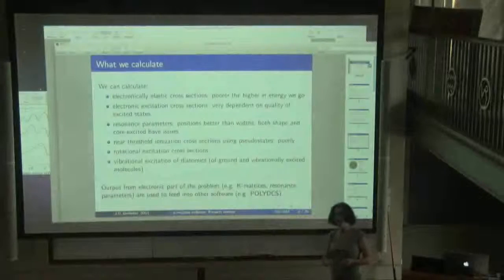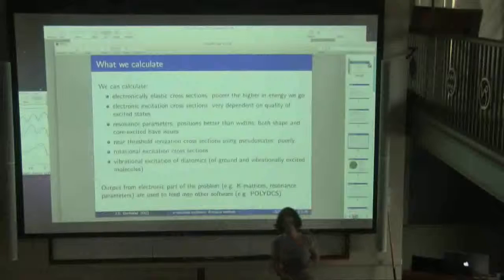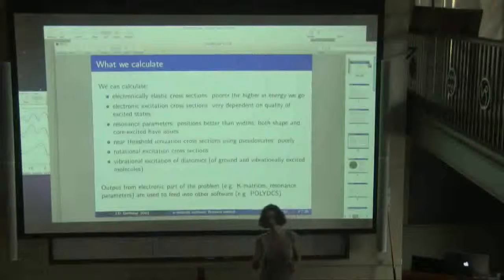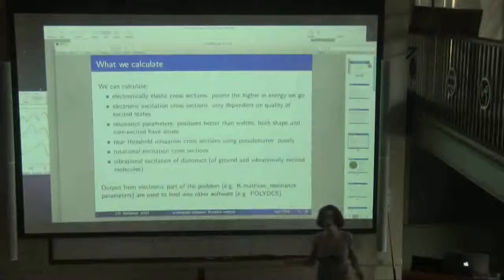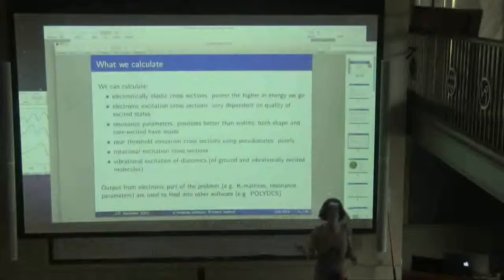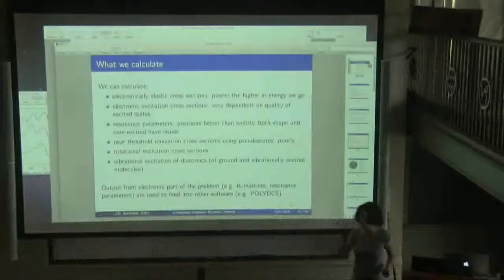We tried to calculate near threshold ionization cross-sections. We did for H3+ and H2 using pseudostates. These, however, proved very, very hard and cumbersome because we have a lot of problems with linear dependence. We need to use orthogonal orbitals. I could go into this, it would be a whole talk. But on the whole, it didn't prove to be a very good way of going about getting near threshold ionization cross-sections. The pseudostates could be very powerful to do some other things for our calculations, but not ionization.